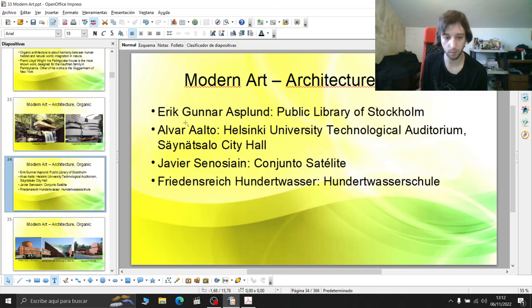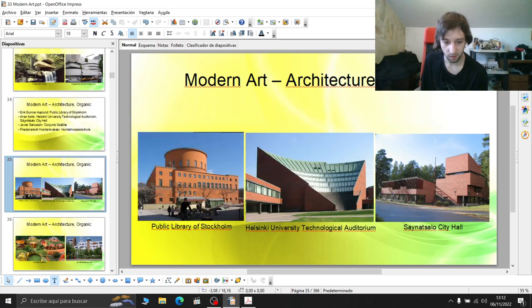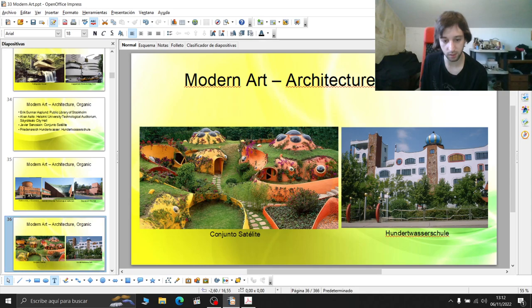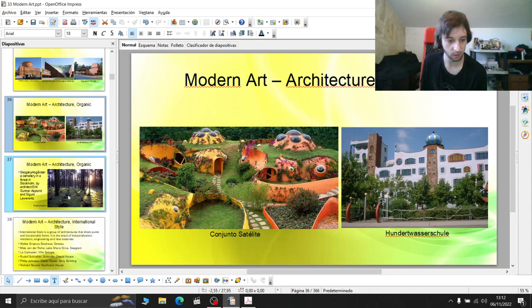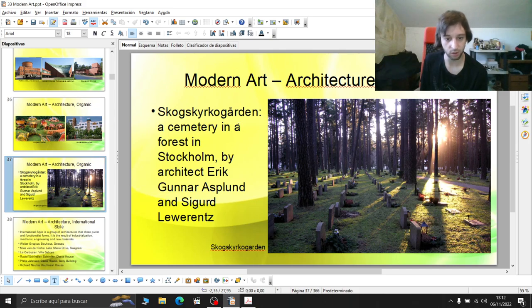Erik Gunnar Asplund, Alvar Aalto, Javier Senosiain, and Friedensreich Hundertwasser. This one, the Conjunto Satellite, is very interesting, you will see. Here some examples. This is the Conjunto Satellite, very interesting. And Barcelona. And finally, the Skogskyrkogården, a cemetery in a forest in Stockholm by architect Erik Gunnar Asplund and Sigurd Lewerentz.